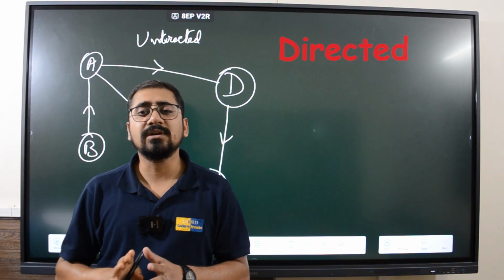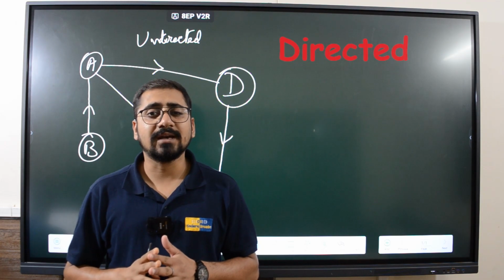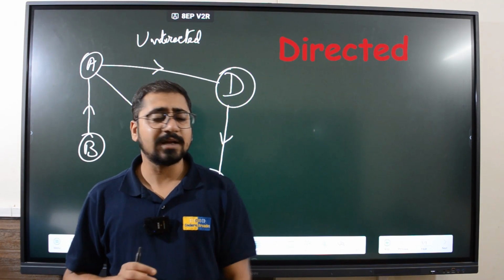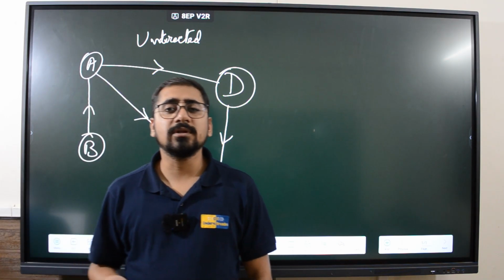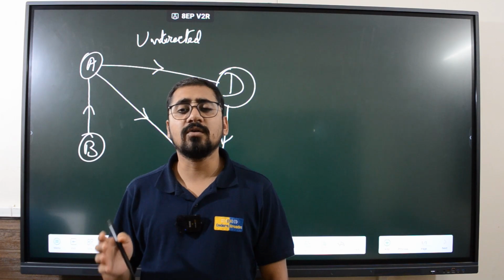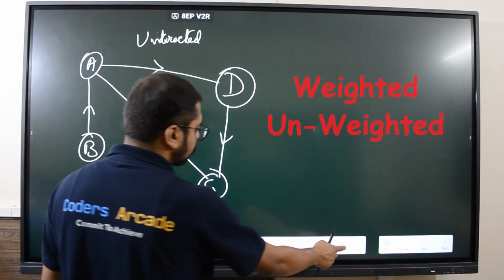I cannot travel in any other direction. I can travel only in those directions in which it is directed. So this is the basic difference between directed and undirected graphs. Now depending upon the weight given on the edges in a graph, we can figure out whether it is a weighted graph or an unweighted graph.